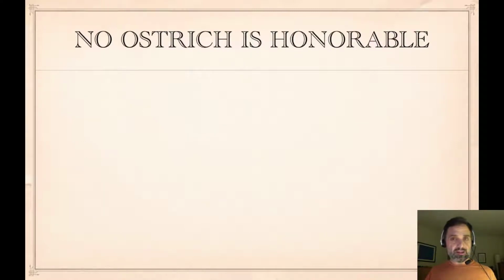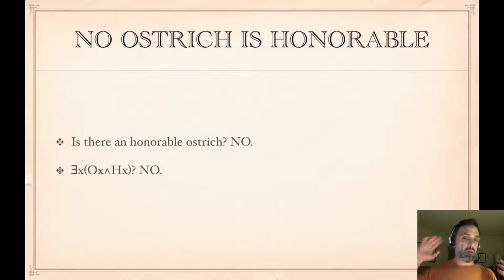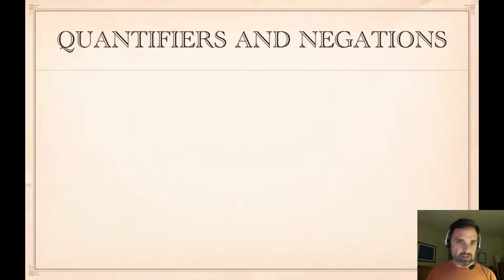We have a more complicated sentence because we have the no ostrich part, which is a determiner phrase. The quantity word in this case is no, and the noun phrase is ostrich. So no plus ostrich gives us a determiner phrase or quantifier phrase, and then that hooks on to the verb phrase is honorable. So here's a way of reading no ostrich is honorable. Is there an honorable ostrich? Answer, no. Well, how would you symbolize there is an honorable ostrich? Another way of saying that is some ostrich is honorable. So some x, Ox and Hx? No, we're saying that's not true. In other words, we're saying not some x, Ox and Hx. So this is a good way to symbolize no ostrich is honorable.